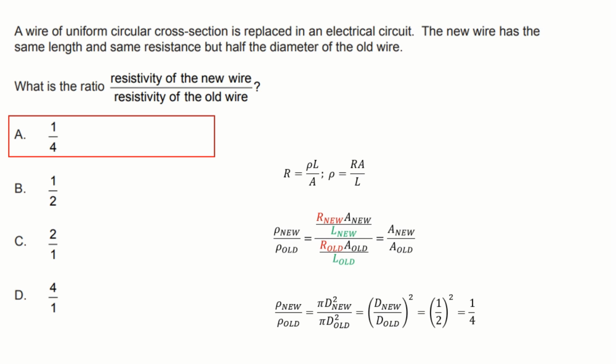C and D would provide a larger resistivity, and so therefore they are wrong. You can immediately rule them out. Okay, hope that's clear. Any questions, let me know.